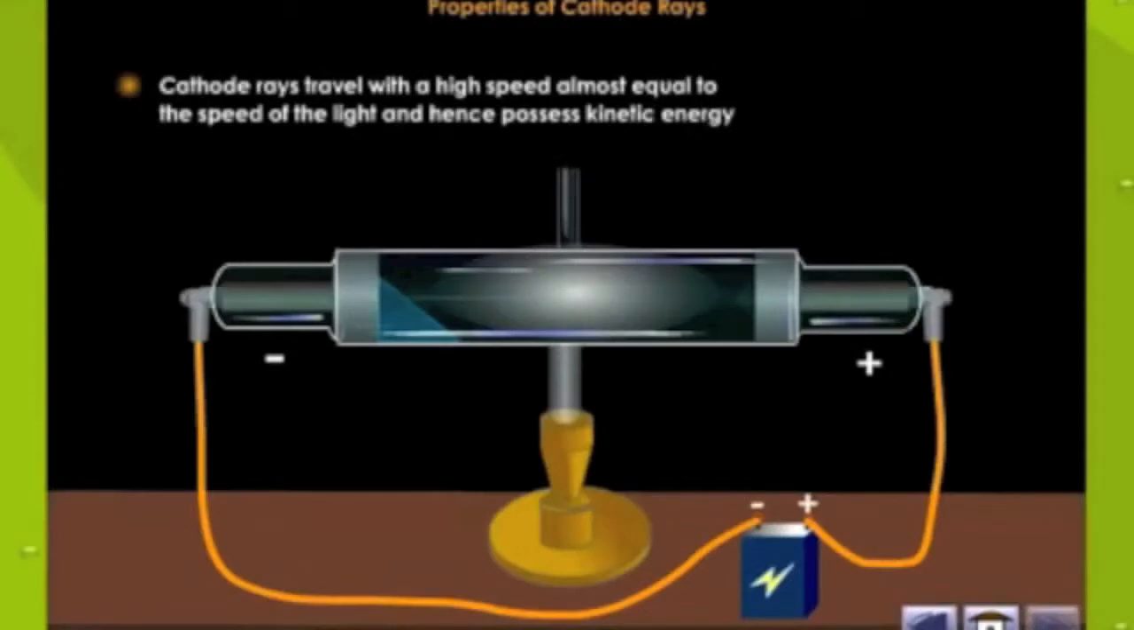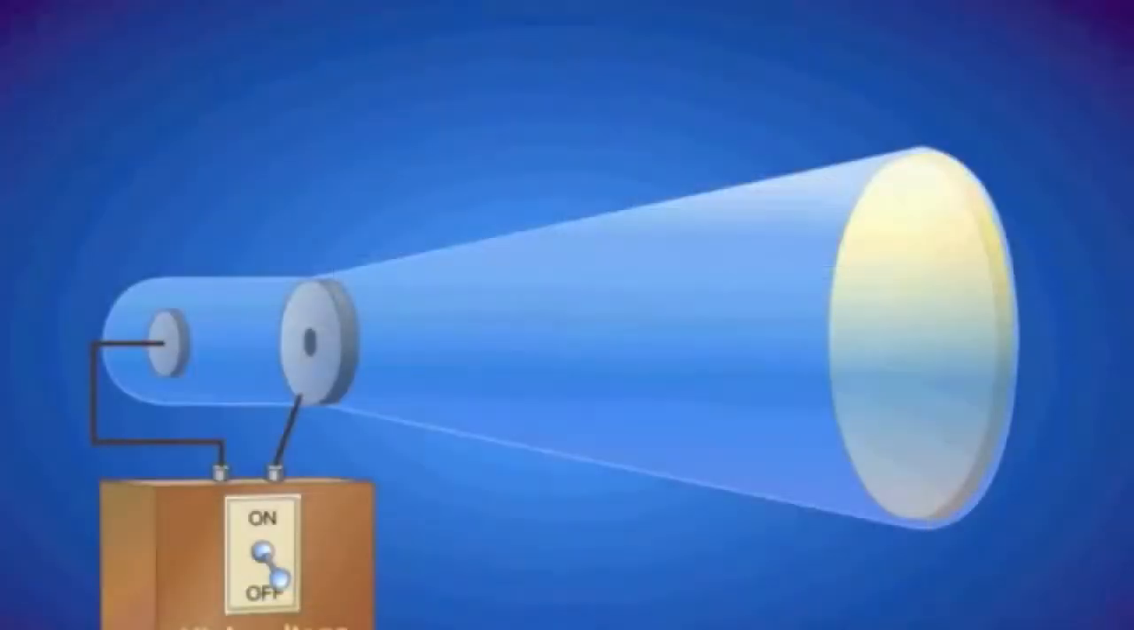Cathode rays travel with a high speed almost equal to the speed of light and hence possess kinetic energy. When cathode rays are made to fall on a paddle wheel, the wheel starts rotating, showing that the rays possess kinetic energy. A cathode ray tube is the forerunner of the television tube.